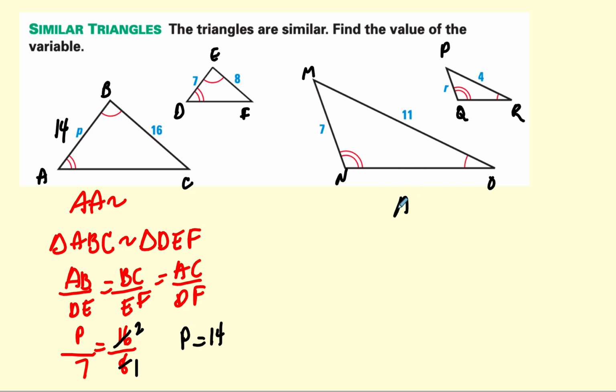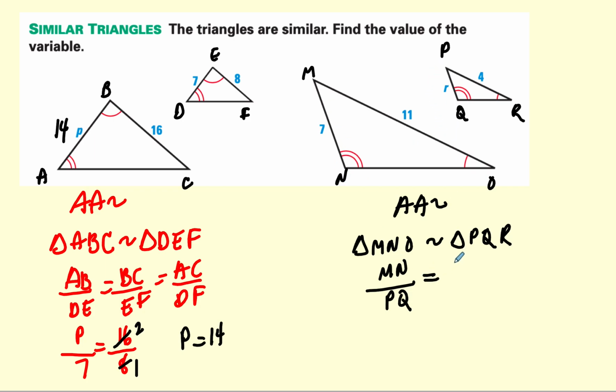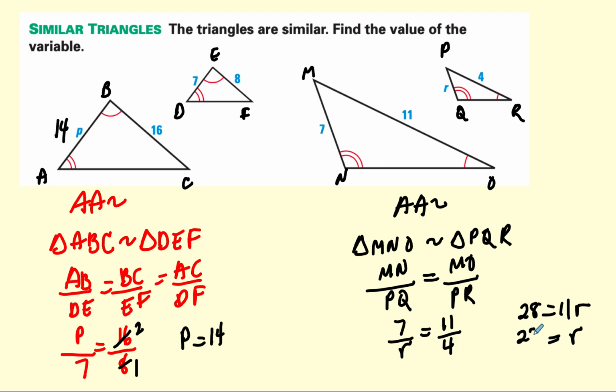These two triangles are similar by angle-angle similarity. So I can say triangle MNO is similar to triangle PQR, and we know that the statement of proportionality will be MN, first two letters to first two letters there, equals MO to PR. Those are the sides I want to use. MN is 7, PQ is R, MO is 11, and PR is 4. And so I'm going to cross multiply. That'll be 28 is equal to 11R. So R will be equal to 28 over 11. So it's not a very nice number, but that's what R will be.